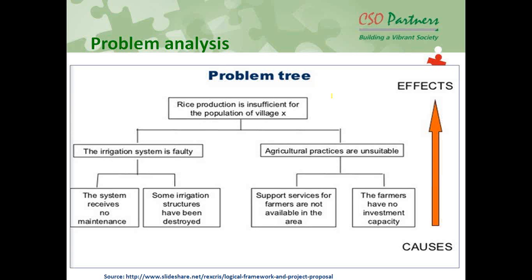Now, why is the irrigation system faulty? The system received no maintenance, so probably because of bad maintenance the irrigation water is defunct now. And another reason we found is that some irrigation structures have been destroyed, that is, already broken. On the right hand side, if you see why the practices are not suitable, we are saying that support services for farmers are not available in that area. The second reason is that the farmers have no investment capacity. So one is that they have a problem in knowledge. Even if they have or had the knowledge, they don't really have money to translate that knowledge into practice. Sometimes some knowledge is required, plus a little bit of other inputs, to make it a practice. So we analyze the problem presented, which is low or insufficient rice production.